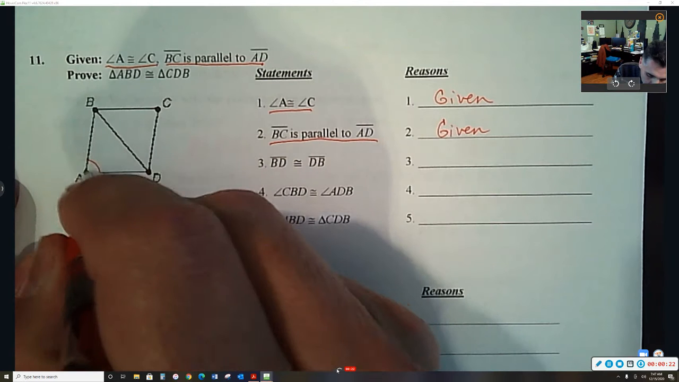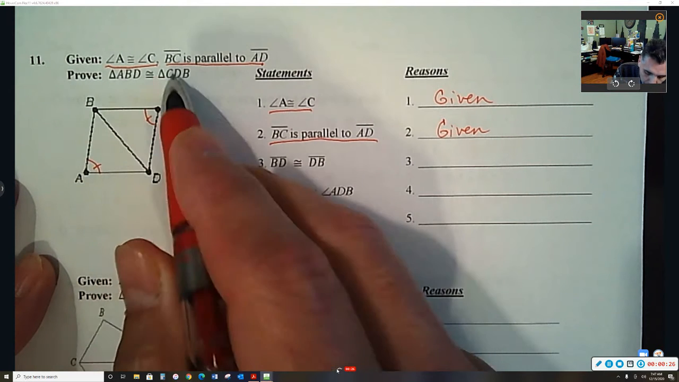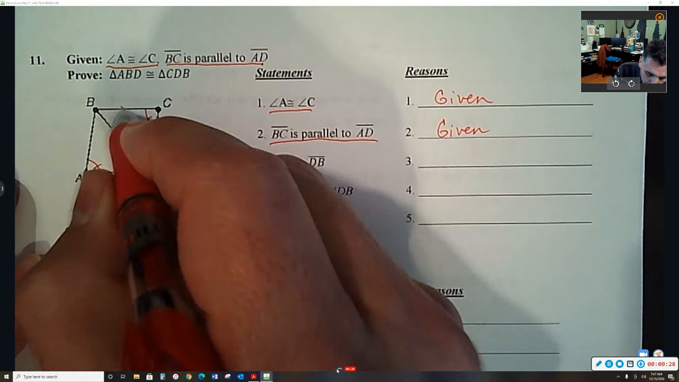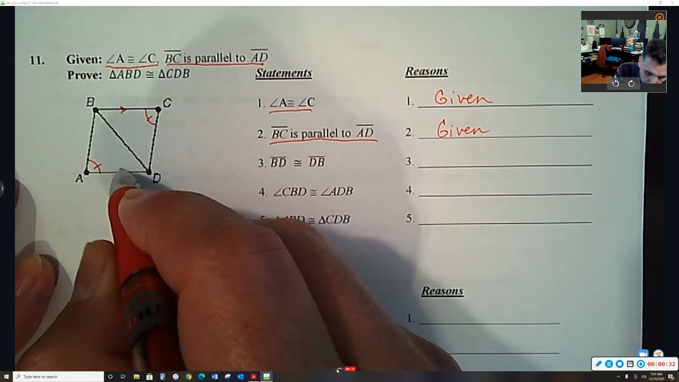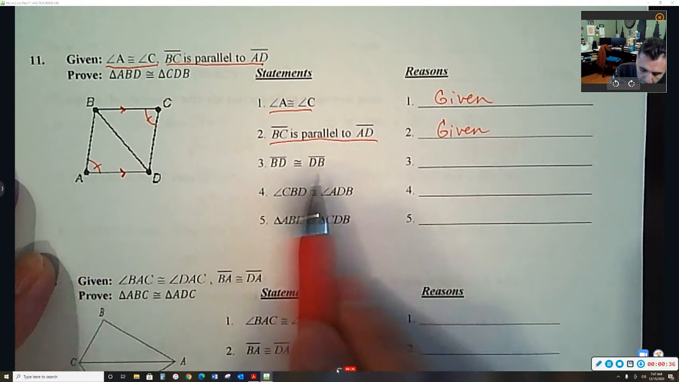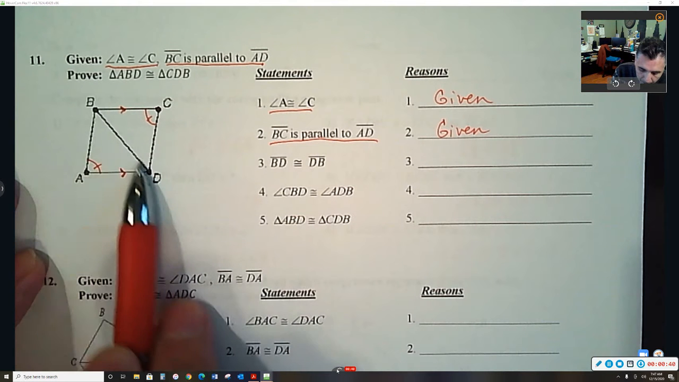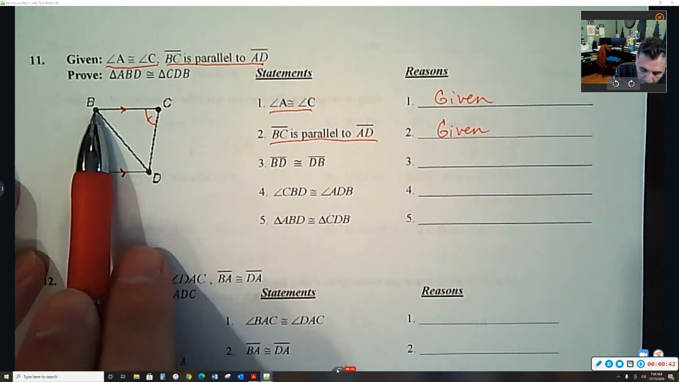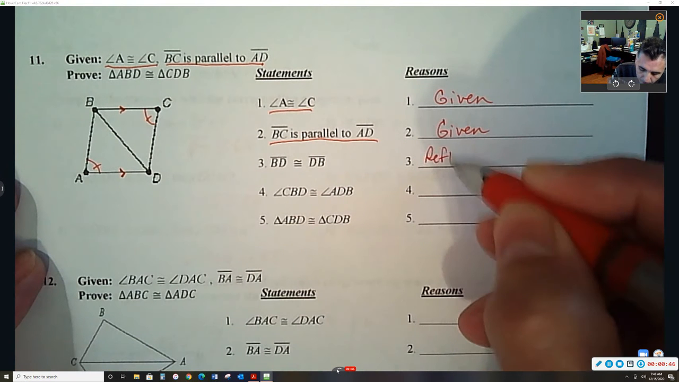That way we can figure out why the two triangles are congruent. BC parallel, remember, parallel is just like an arrow. So I know this line is parallel to this line. And then BD congruent to DB. Well, here's BD, and this one is DB. It's actually the same line, so this is going to be the reflexive property.